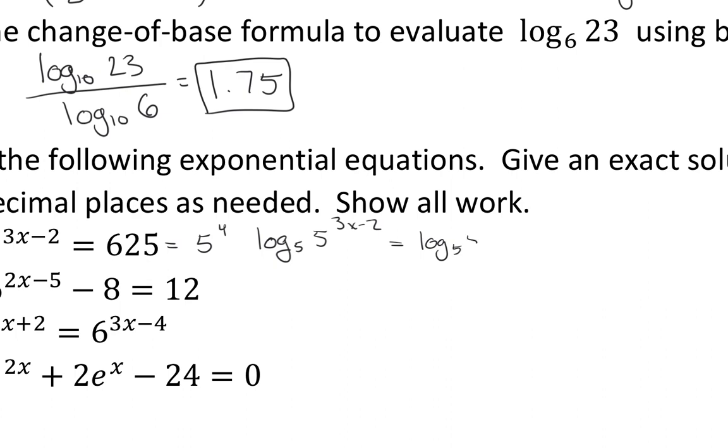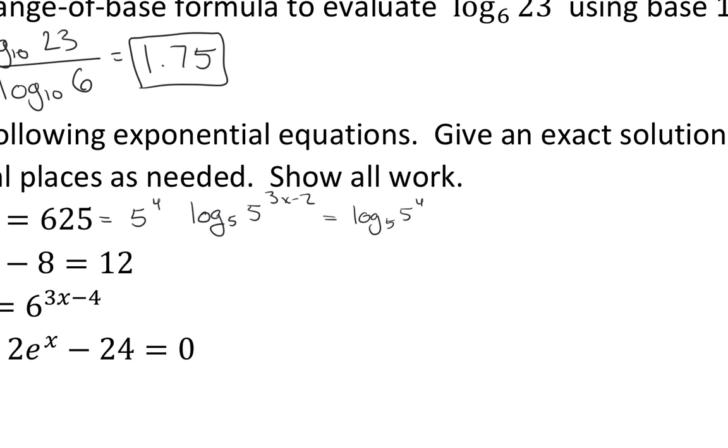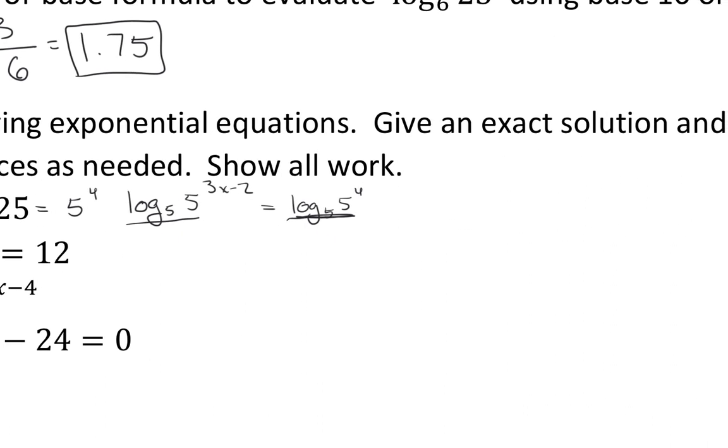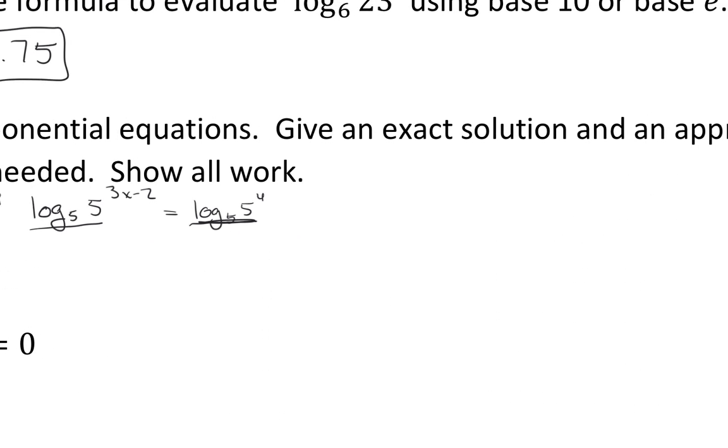Log base 5 of 4. We know that these are inverses of each other, so they cancel each other out, and that will just leave us with 3x minus 2 is equal to 4. And then move that over, we have 3x is equal to 6, and so x is equal to 2.